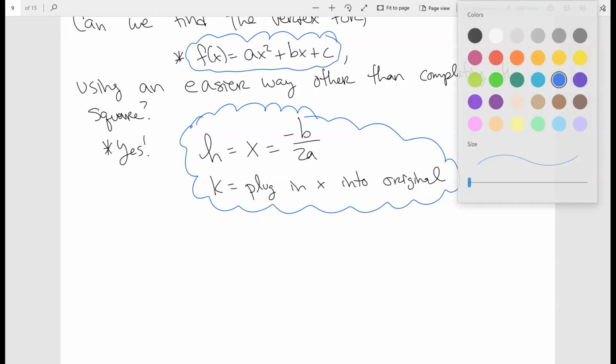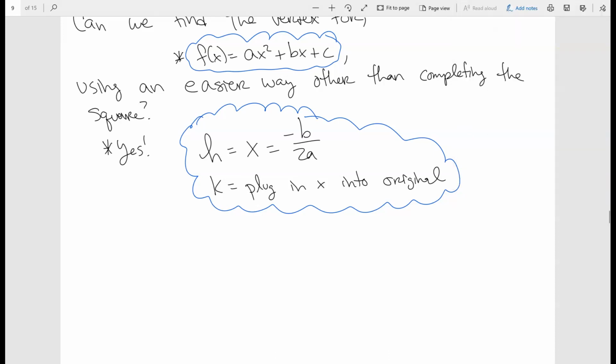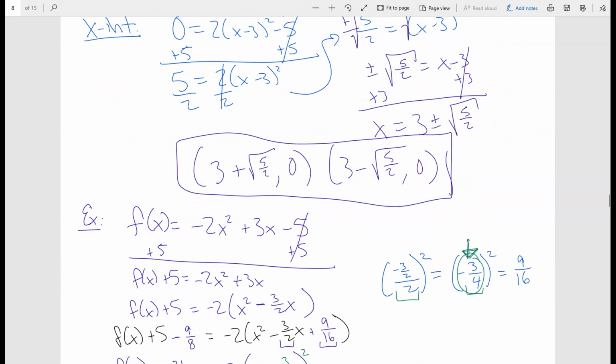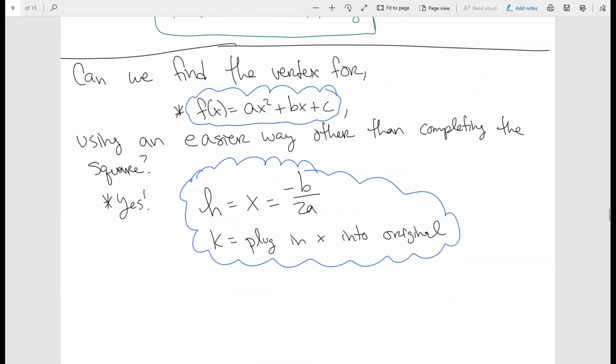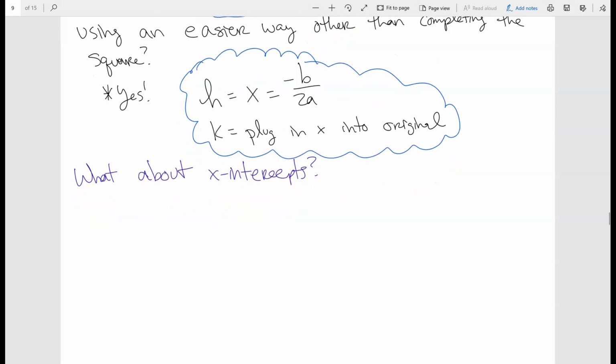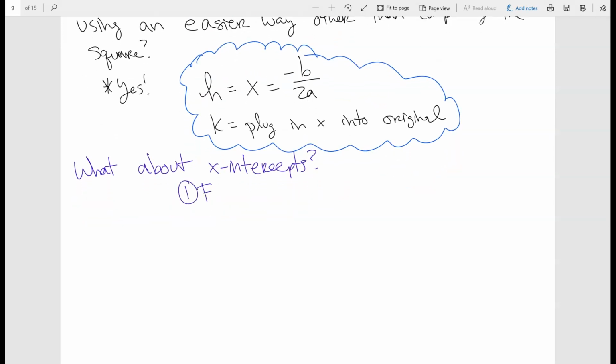Now what about x-intercepts? X-intercepts were really easy to solve when you had something like this. It may not be nice, but is there another way that you can find the x-intercepts using the general form? The answer is you can, and there are basically two ways. One of them is by factoring. If the problem is factorable, you can do it. If it's not factorable, there is another way, and that's the quadratic formula.